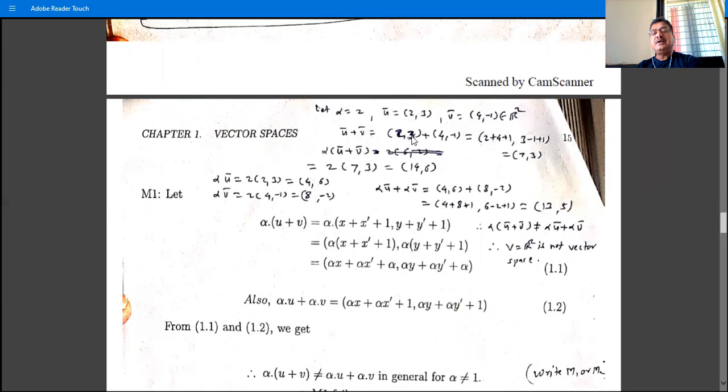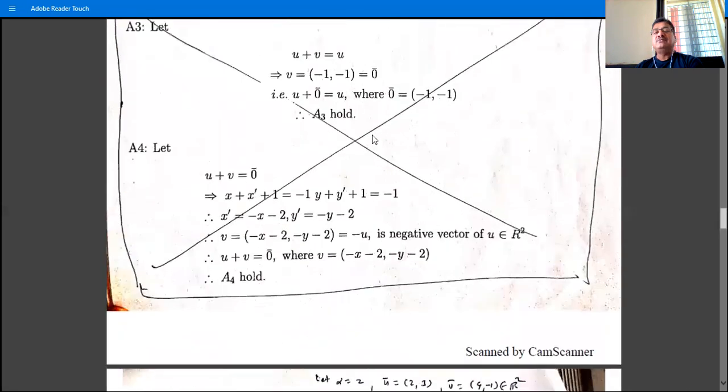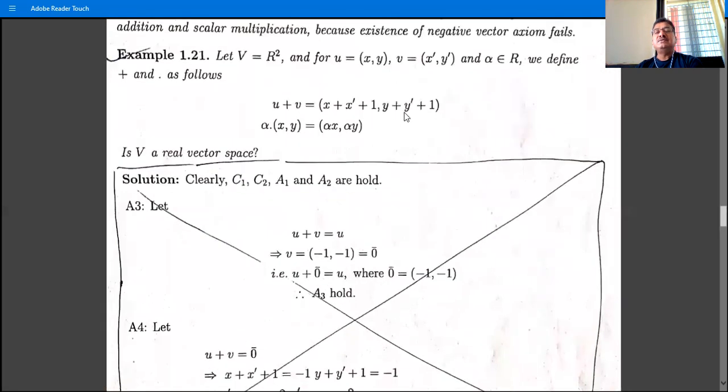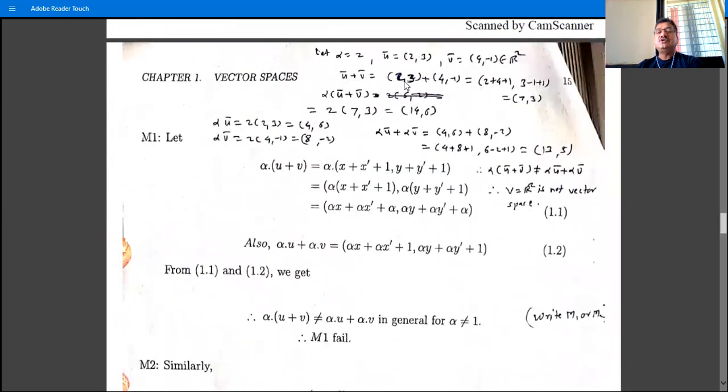Then what is u plus v? (2, 3) plus (4, minus 1) is (2 plus 4 plus 1), by using this definition. Addition is by using this definition. What is the addition of (x, y) and (x dash, y dash)? It is (x plus x dash plus 1, y plus y dash plus 1). So the addition of (2, 3) plus (4, minus 1) is (2 plus 4 plus 1, 3 minus 1 plus 1). That is (7, 3).